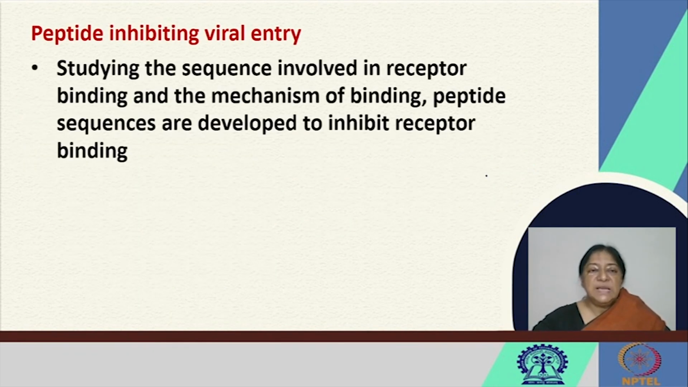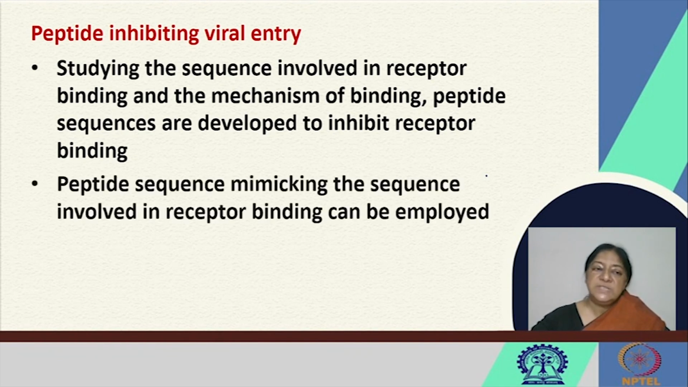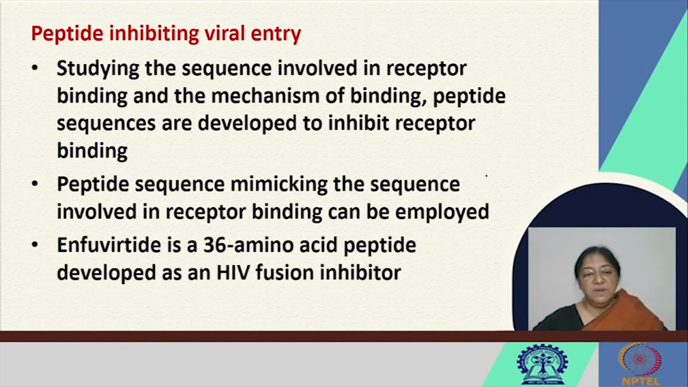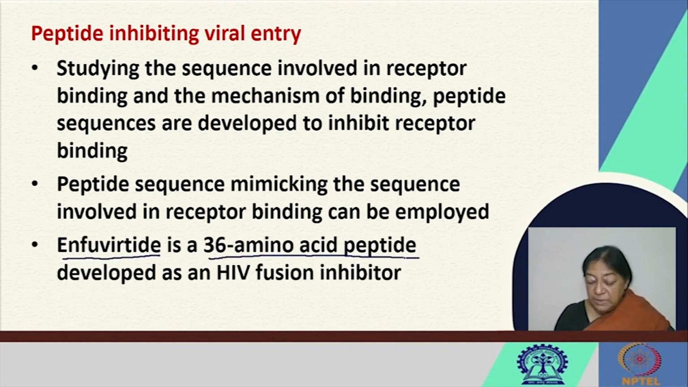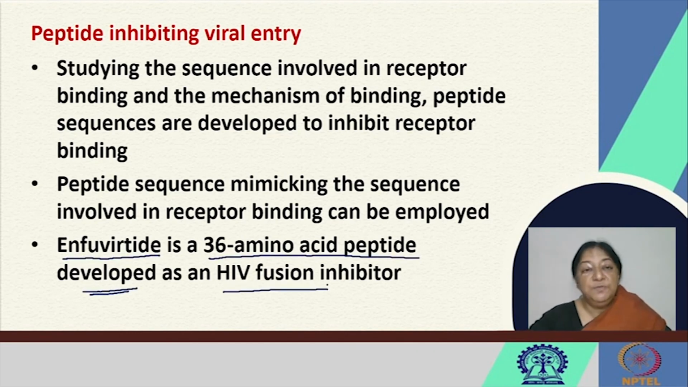So we can have peptides that can inhibit viral entry. So studying the sequence involved in receptor binding and the mechanism of binding, peptide sequences can be developed to inhibit the receptor binding. The peptide sequence would be required to mimic the sequence that is actually involved in receptor binding, and then this can be used to stop viral entry. For example, enfuvirtide is a 36 amino acid peptide that has been developed as an HIV fusion inhibitor.